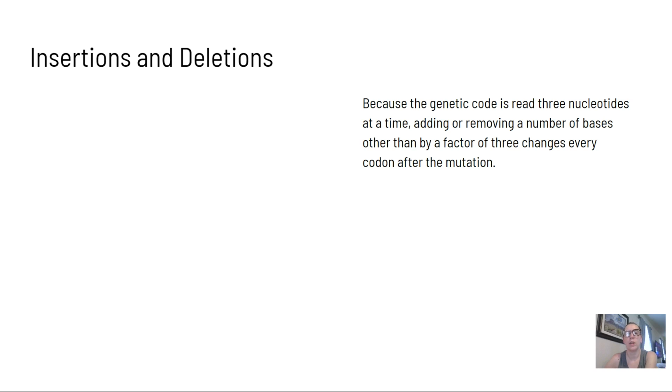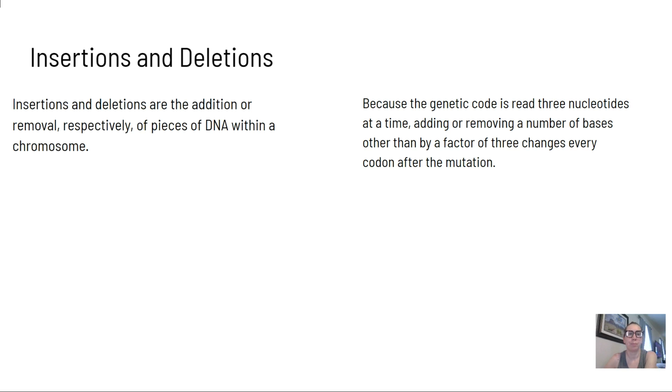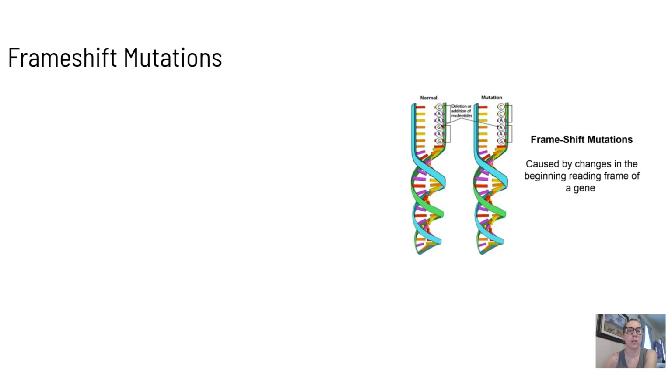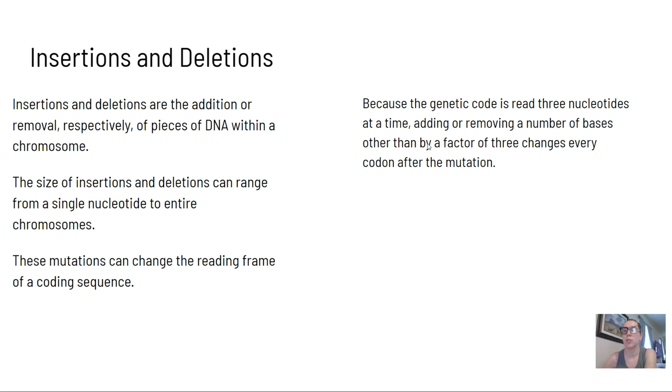Okay, so one type of mutation is an insertion and deletion. This is where you have either addition or removal of pieces of DNA within a chromosome. The size of insertions and deletions can range from a single nucleotide to an entire chromosome. These mutations can change the reading frame of a coding sequence. Because the genetic code is read 3 nucleotides at a time, adding or removing a number of bases other than by a factor of 3 changes every codon after the mutation.